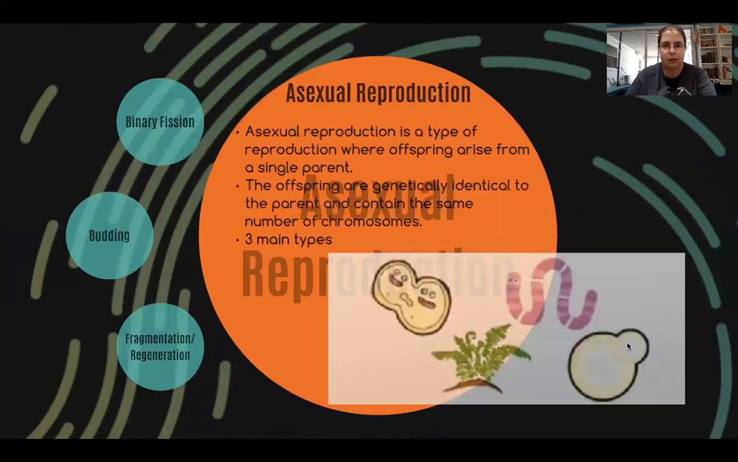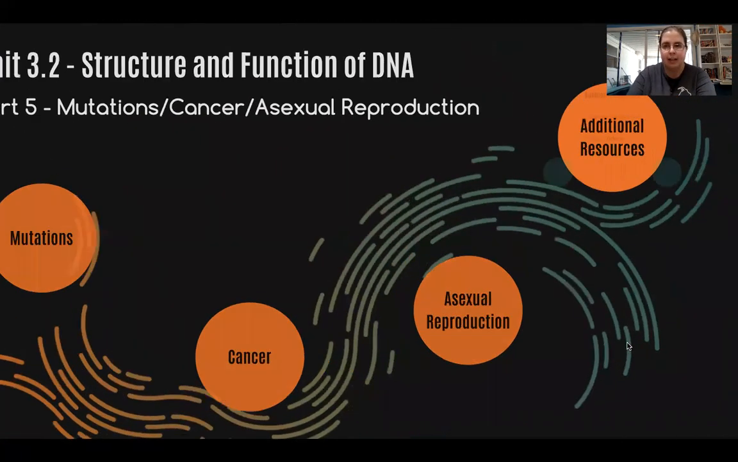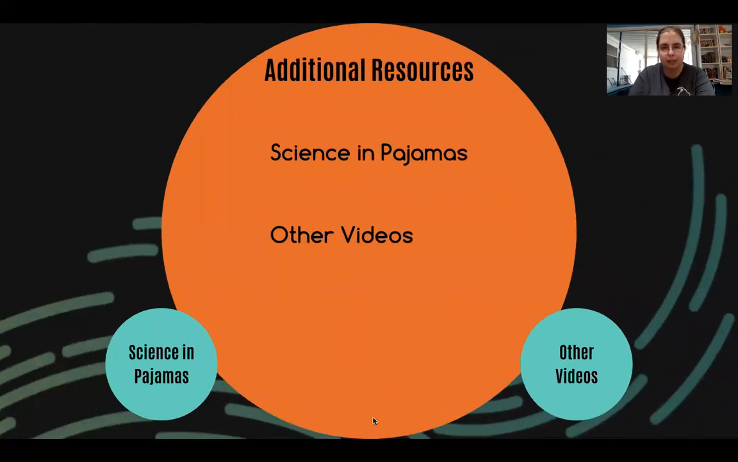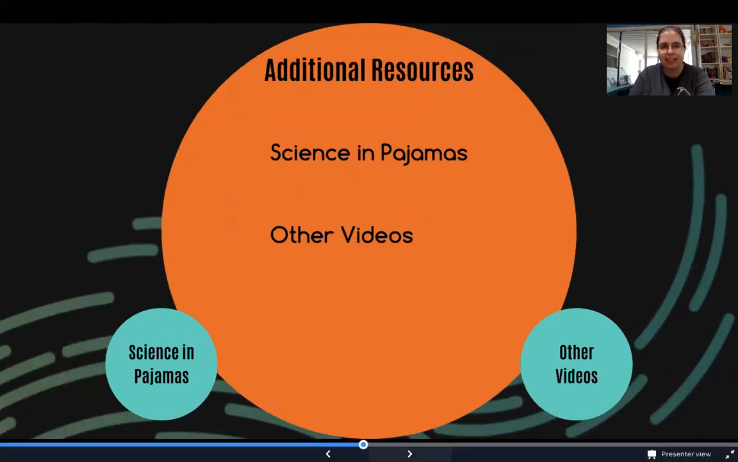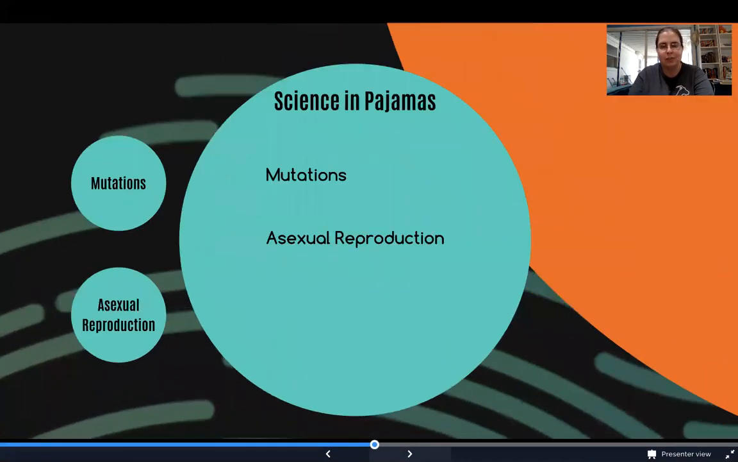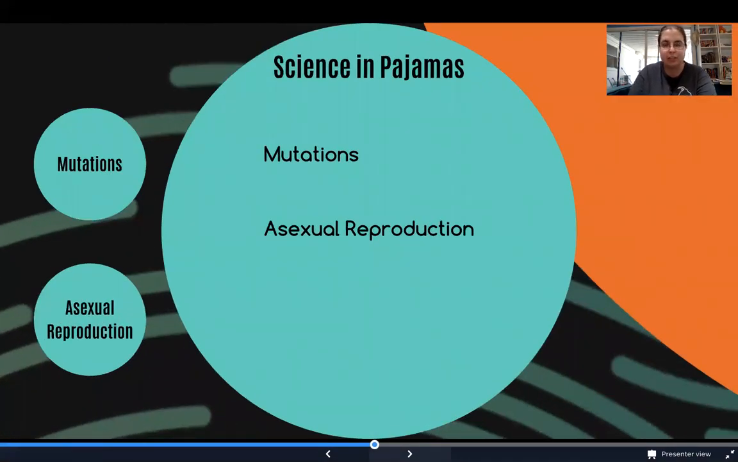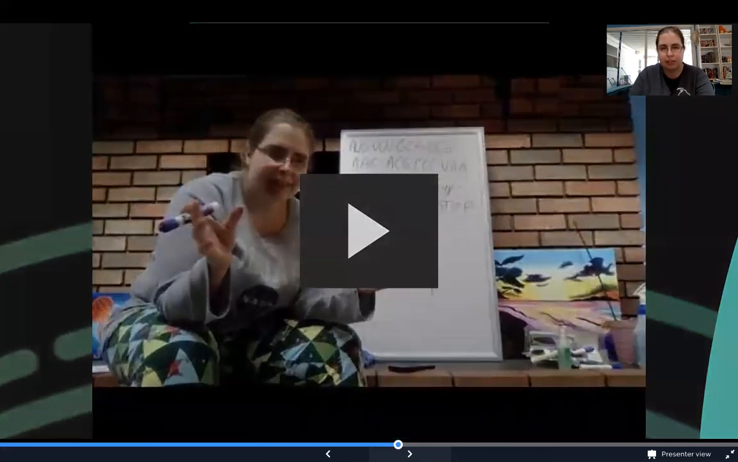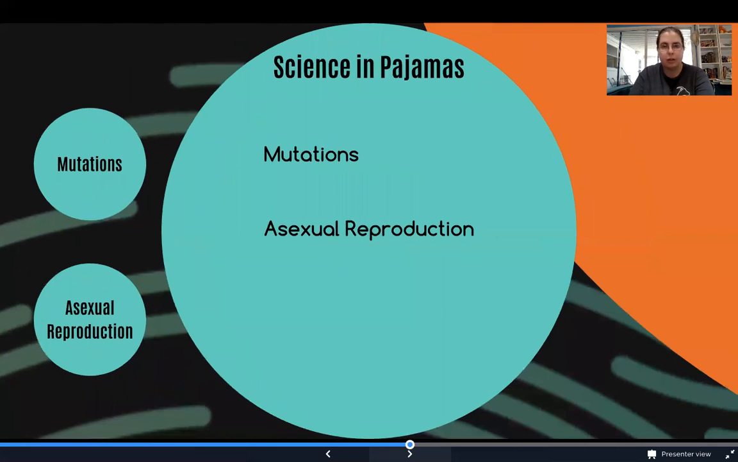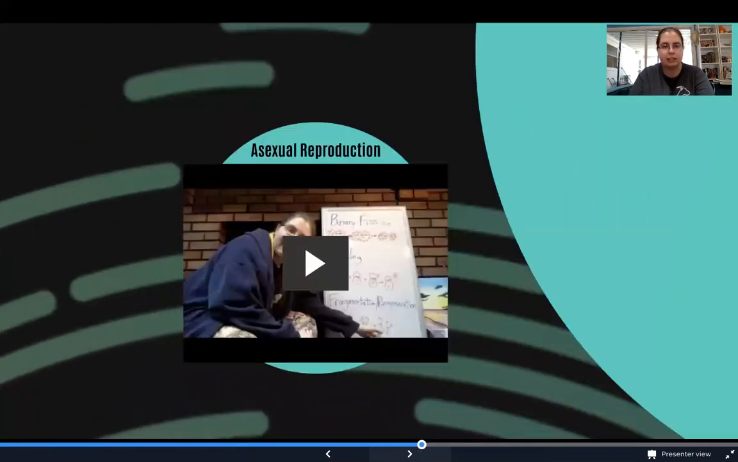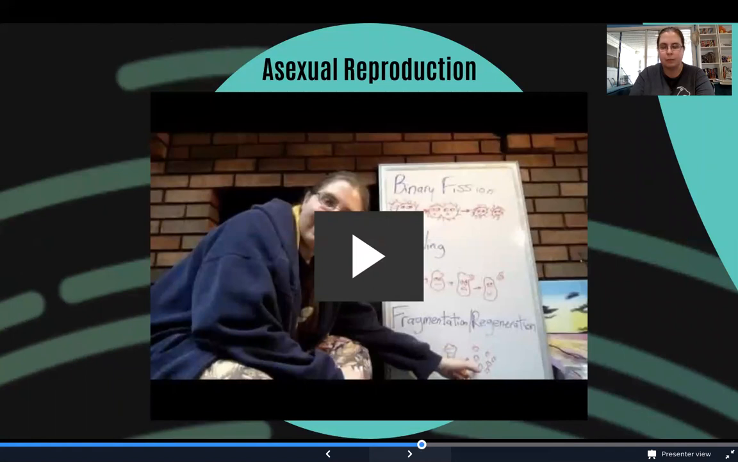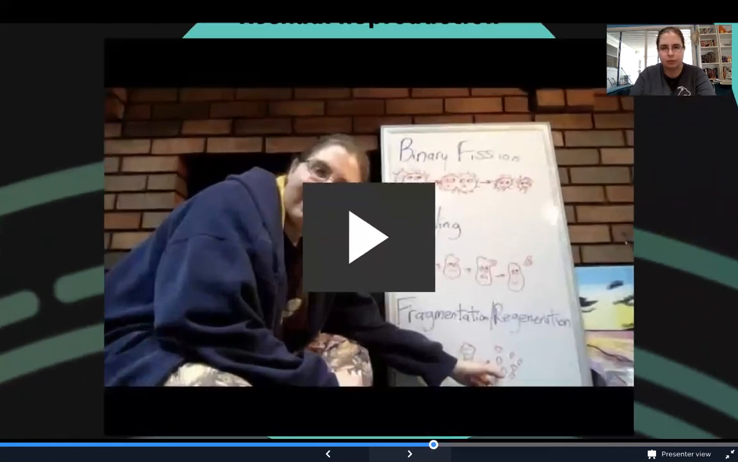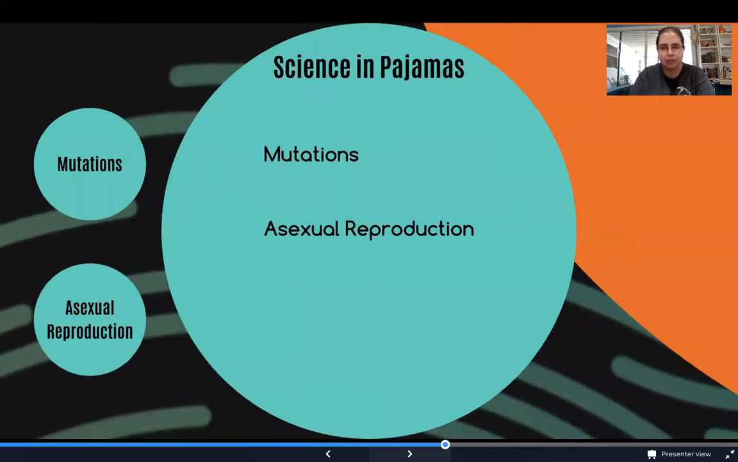All right, so there's that. And that takes us to our additional resources. Woo! So first off, we have Science in Pajamas. We give you a brief explanation of the different kinds of mutations, provide some examples, and then also a video on asexual reproduction and the different versions of it, and my cute little drawings.